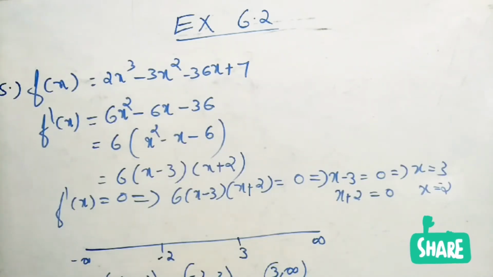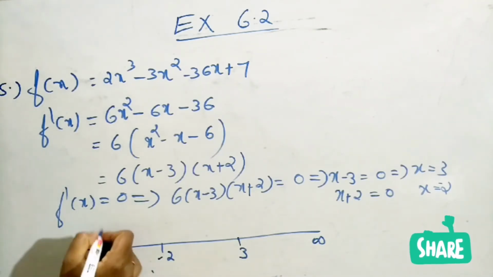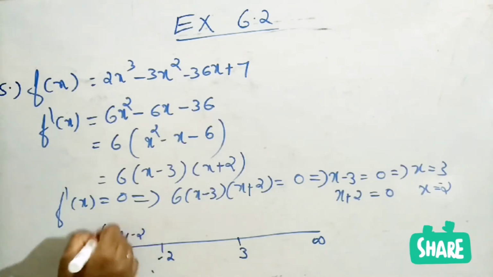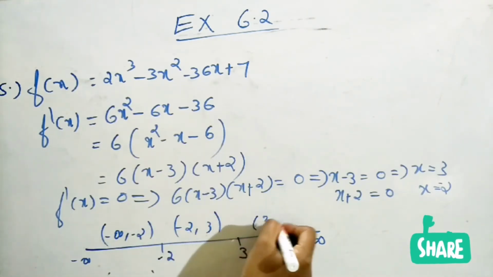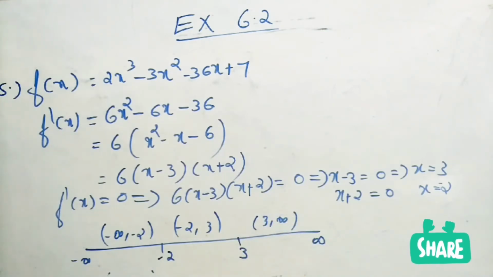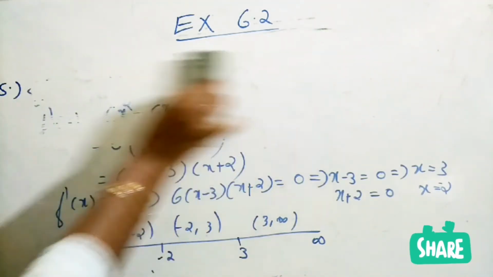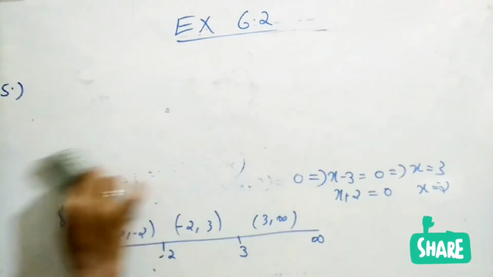So in this case, we have three intervals: the open interval minus infinity to minus 2, minus 2 to 3, and 3 to infinity. Now we need to check the sign of f dash of x in these intervals. So we will draw the table.